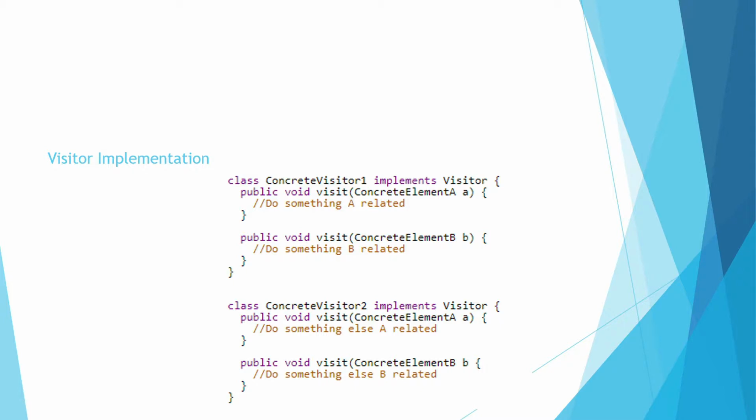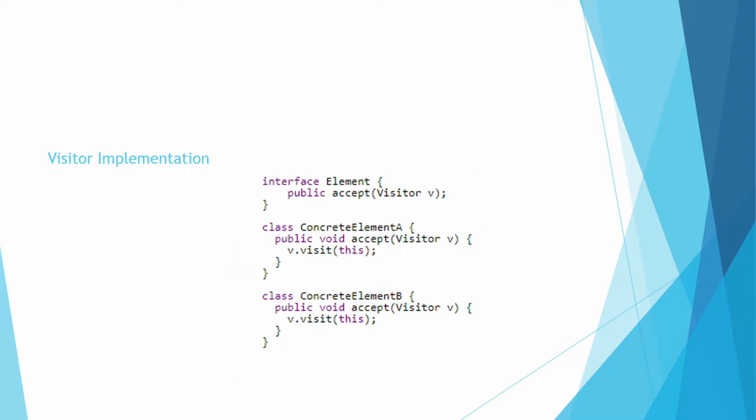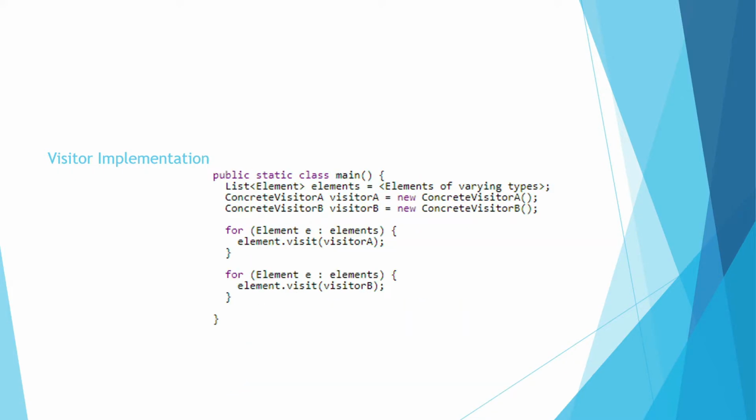There are a couple of ways this is usually done. Either, as you can see here, we use overloading, or you can see back here that each concrete element will call the visitor. So in concrete element A, it would be v.visit(concrete element A), and in concrete element B, v.visit(concrete element B).